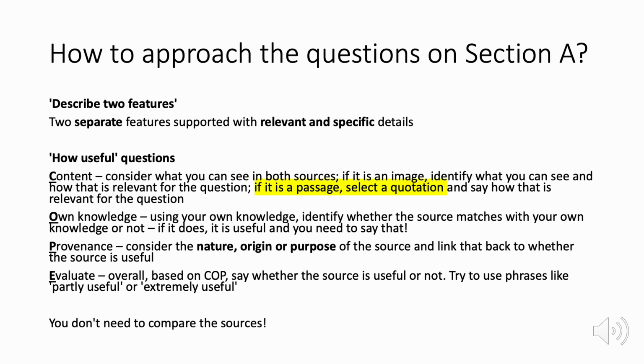The third part is provenance. This is what's going to set your answer apart. You need to think about the nature, origin, or purpose of the source, and link that back to whether the source is useful. When we're saying nature, we're talking about the type of source. Is it a diary entry, for example? Is it a photo taken by a journalist?